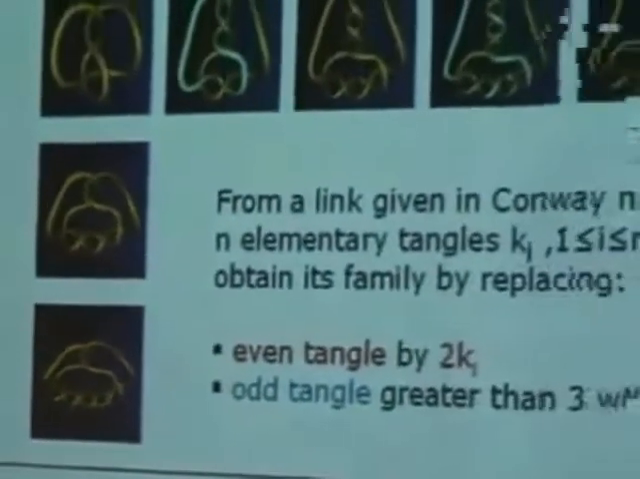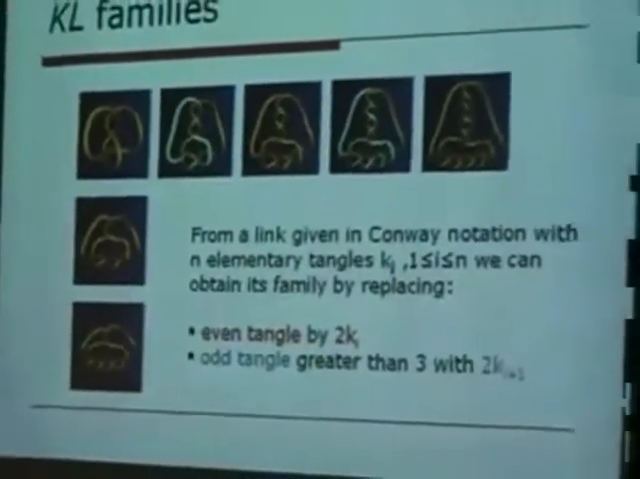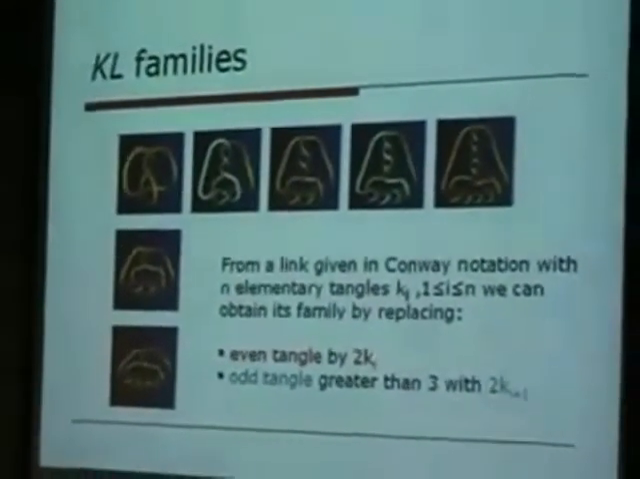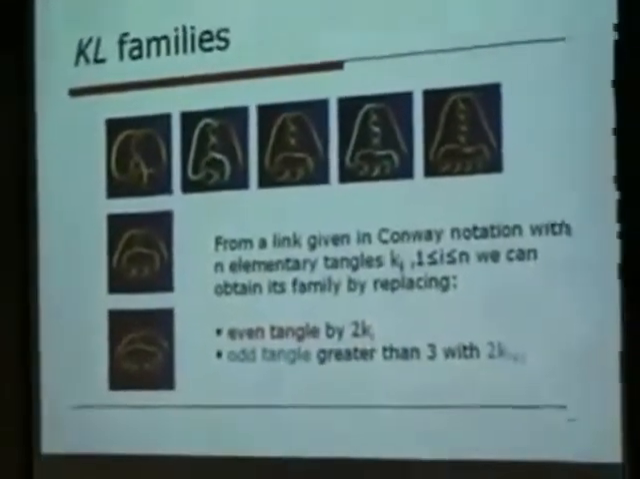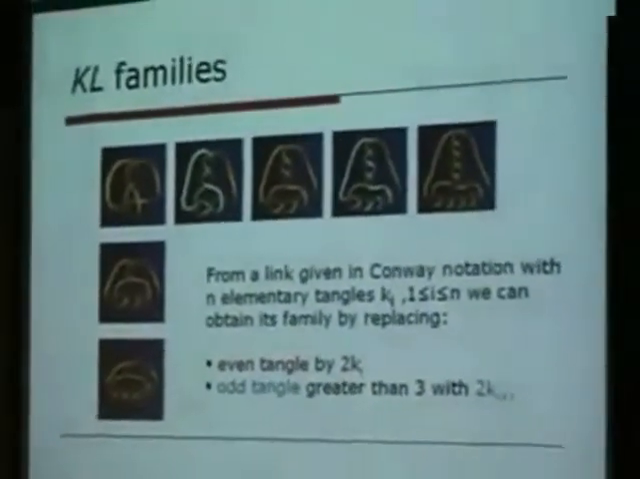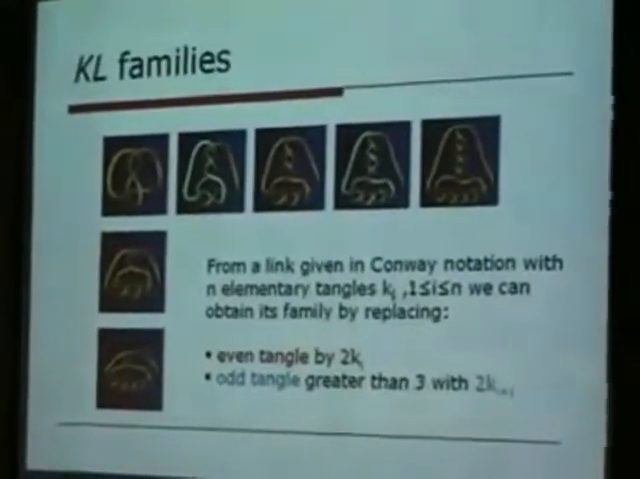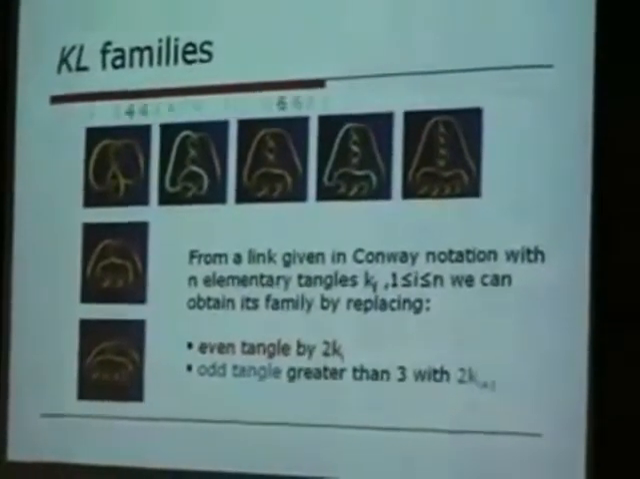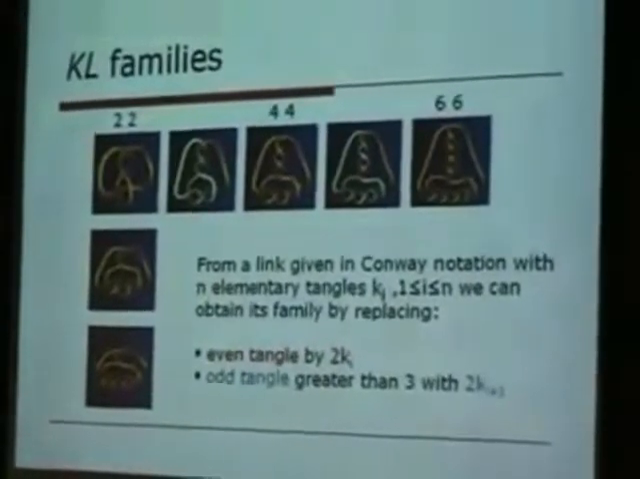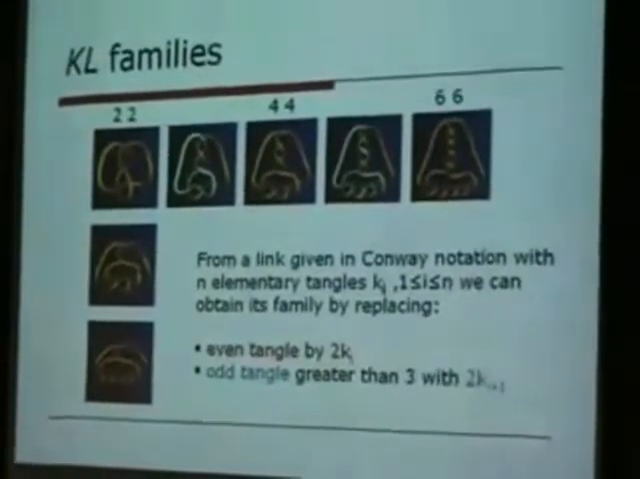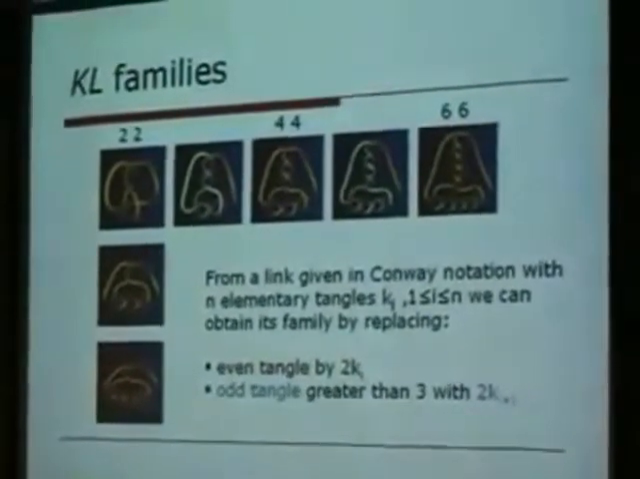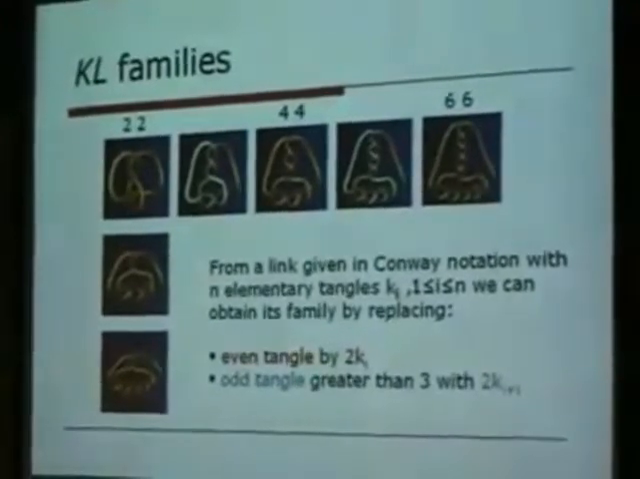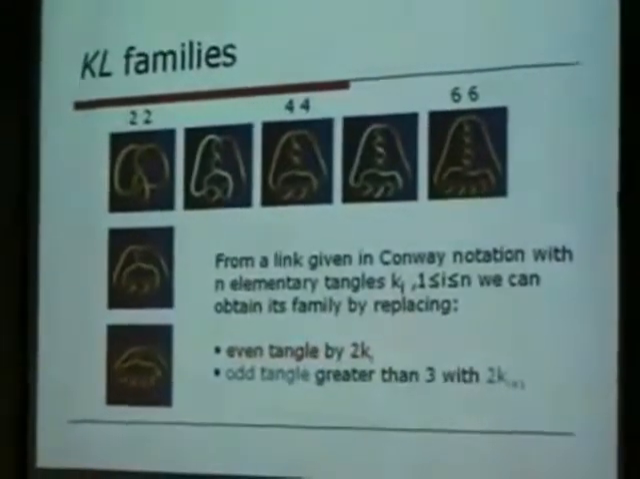So that inspired Slavic Jablan to define families of knot symbols given in Conway notation, and the rules of this game are really, really easy. If you're given a symbol of a knot, it has n elementary tangles, just n symbols. So let's think about 2 2 here. We can replace each even number with a bigger one, so we're basically just going to add 2. So even numbers will stay even, odd numbers will stay odd, and a single positive crossing will stay a single positive crossing.